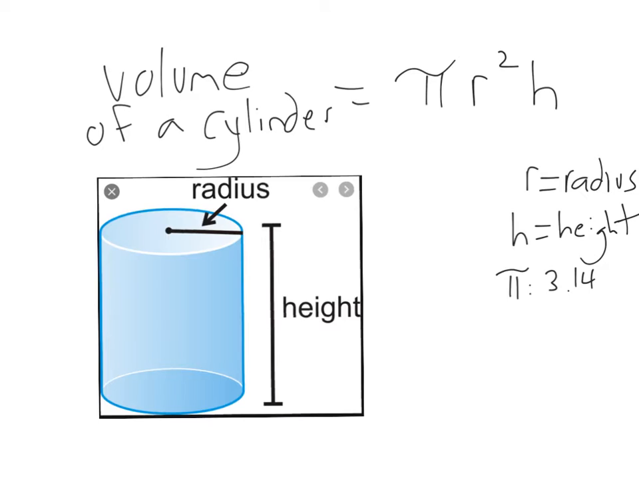Again, some brilliant person has figured out this nice formula for us to solve this equation. So if we want to find the volume of a cylinder, our formula is pi times r squared times the height, where r is the radius, h is the height, and obviously pi is 3.14, and that's probably how we're going to keep it simple like that for this.